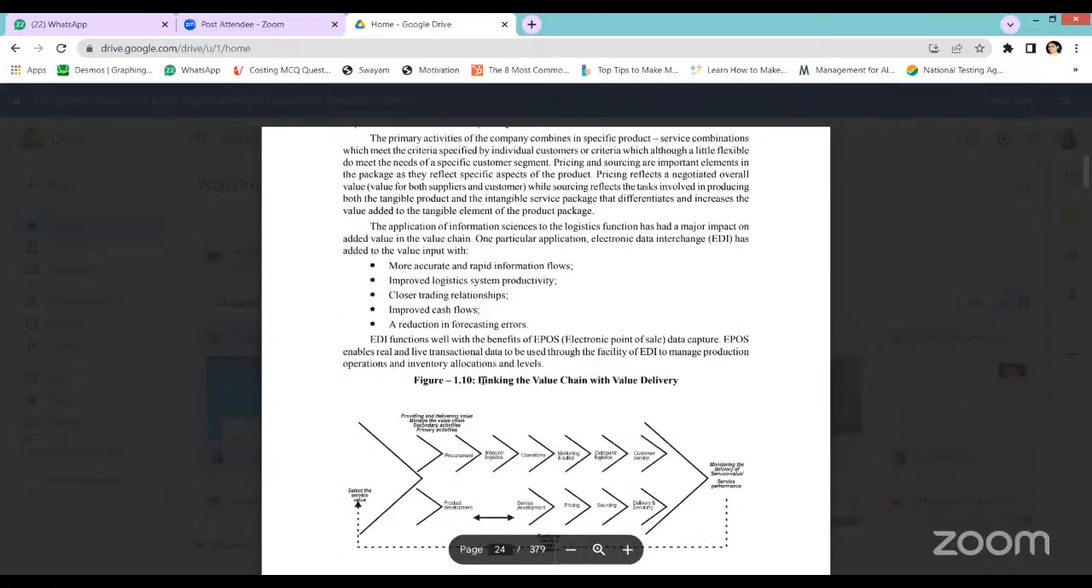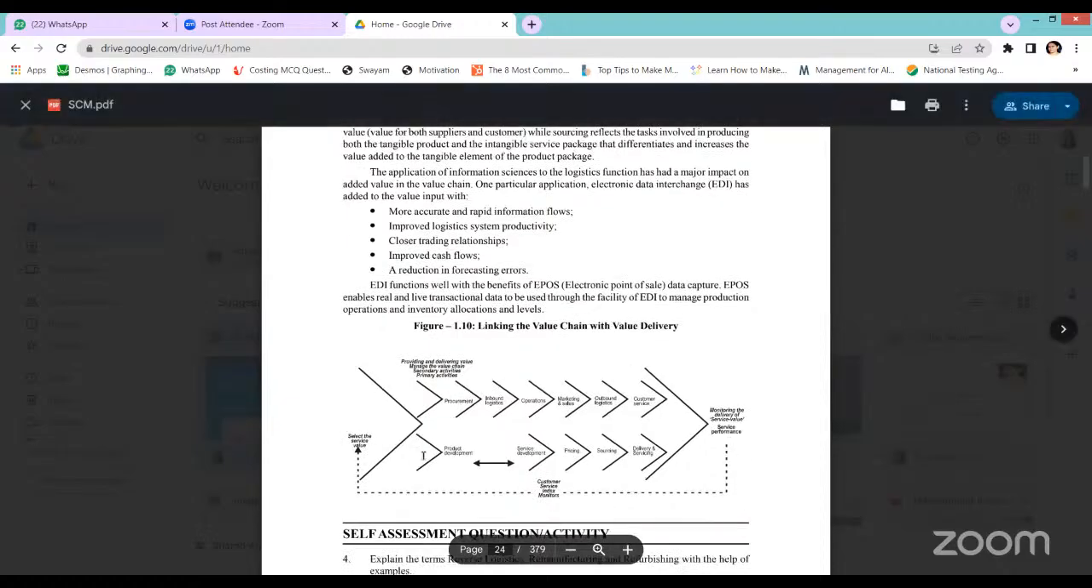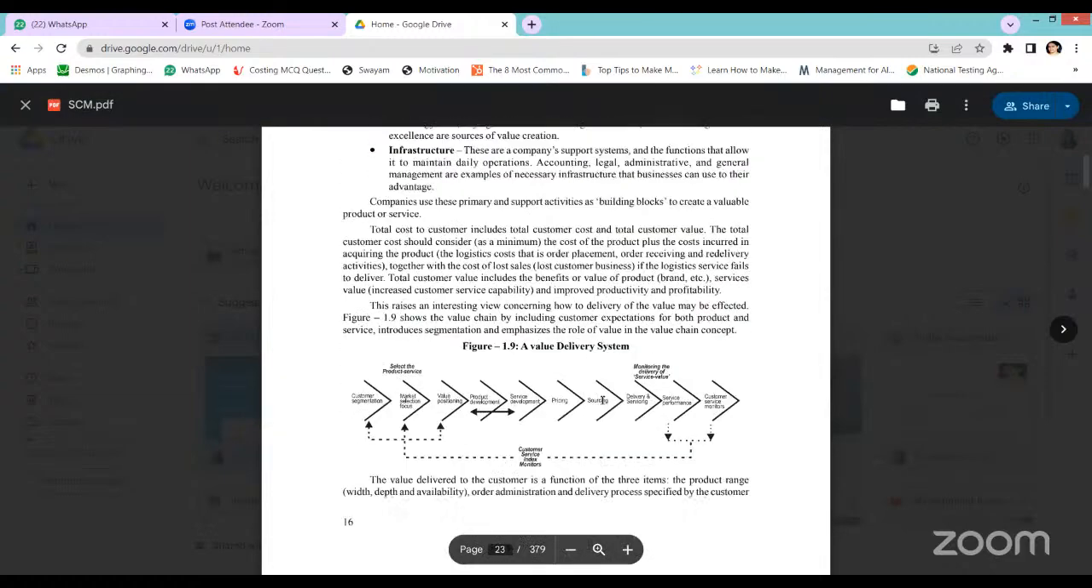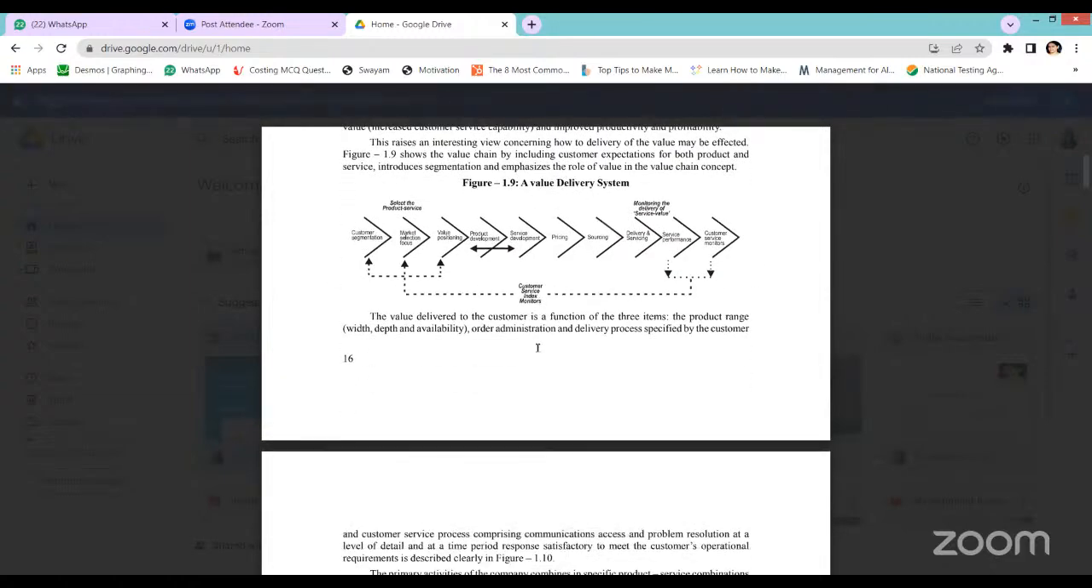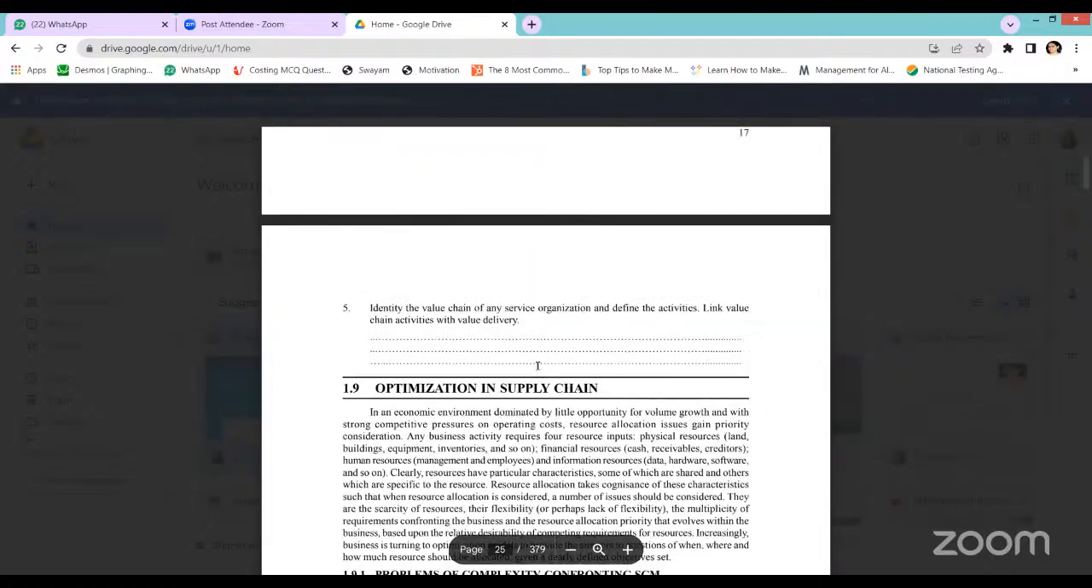Okay, so let us see this picture. The same has been explained in this. You can draw either this picture or this picture, which is the value delivery system under the value chain. So that's about the value chain of supply chain management.